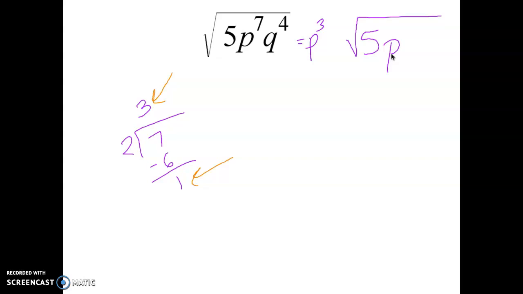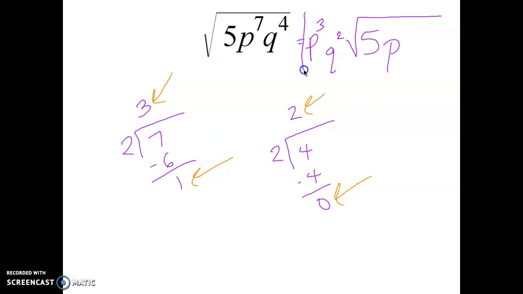Okay, now let's do q. 2 goes into 4 2 times with none left over. All right, so that tells me I'm going to have q to the second on the outside, because remember the number on top tells me how many go on the outside. This number tells me how many go on the inside, which in this case is none. And we do need absolute value bars on there. We need absolute value bars on the p to the third.